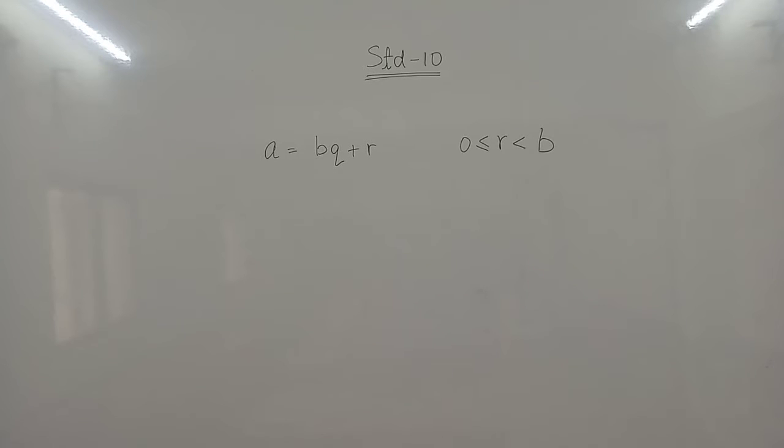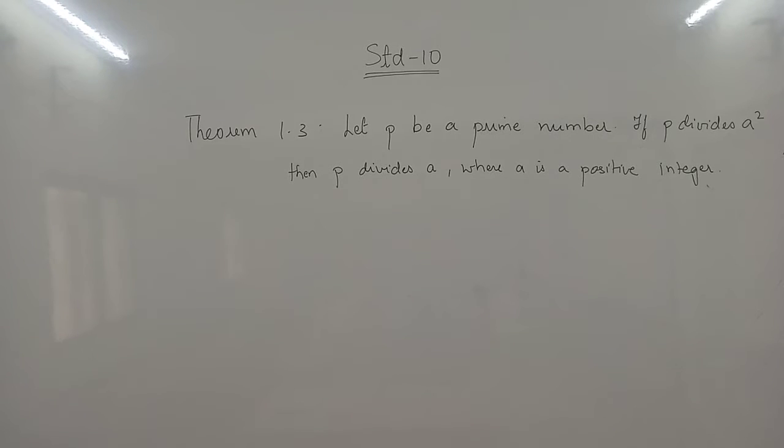Today we are going to do a few very important theorems. So let us begin. Let us read this theorem. What does theorem 1.3 say? Let P be a prime number. If P divides A square, then P divides A, where A is a positive integer. Before I prove this theorem, let us take a few practical examples to understand the concept well.